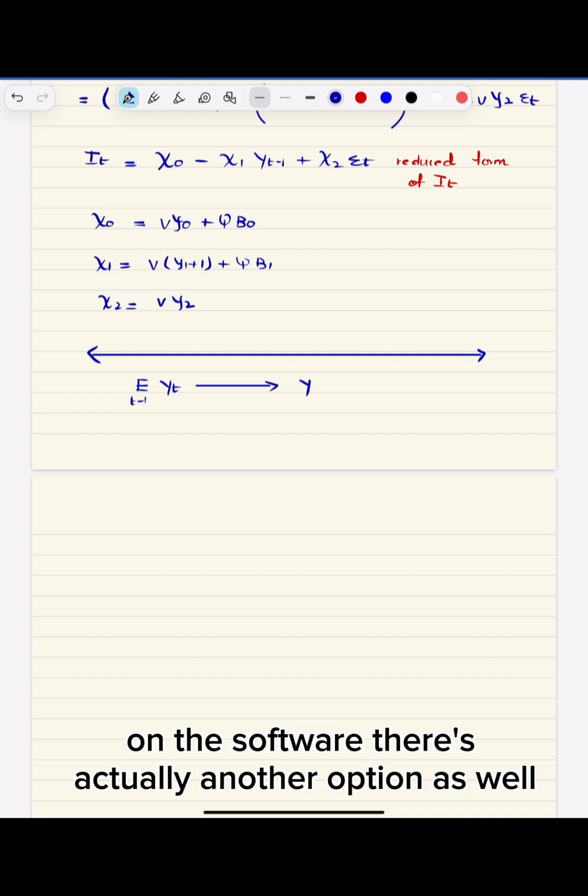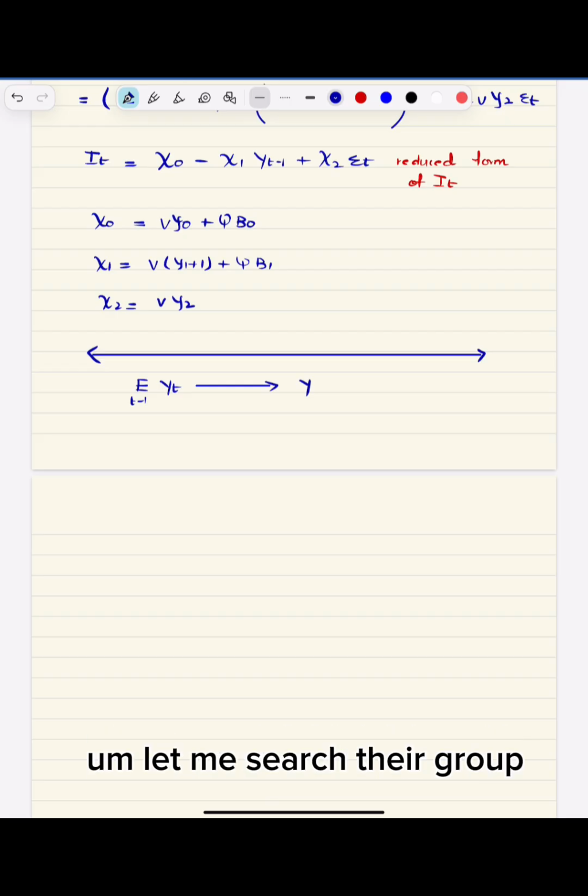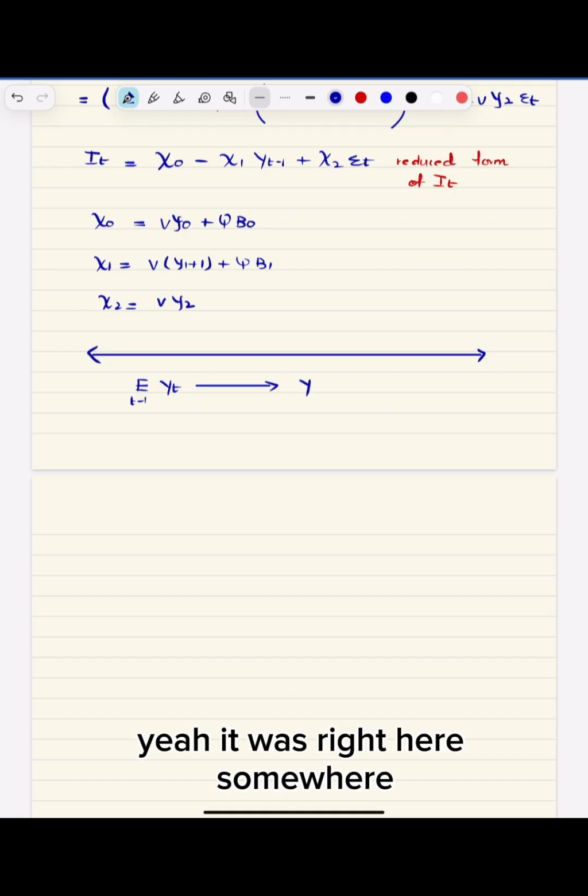There's actually another option as well. Where was it? I think I found it for my students. Let me search their group. Yeah, it was right here somewhere.